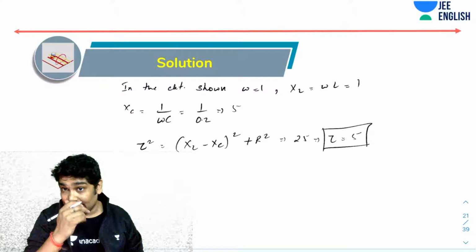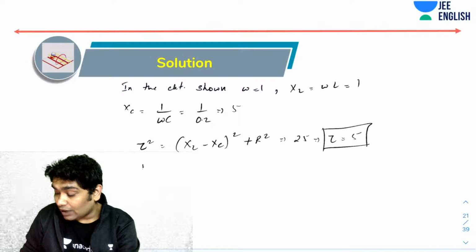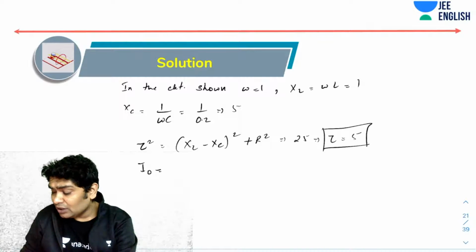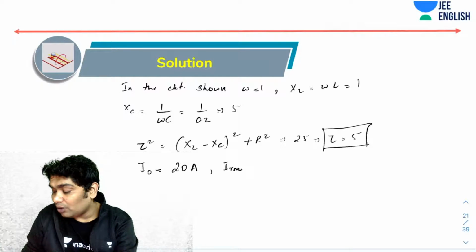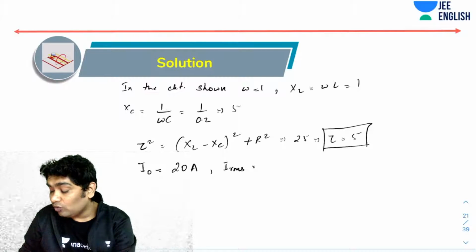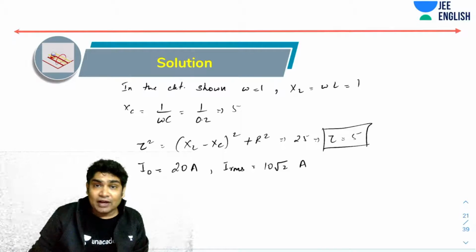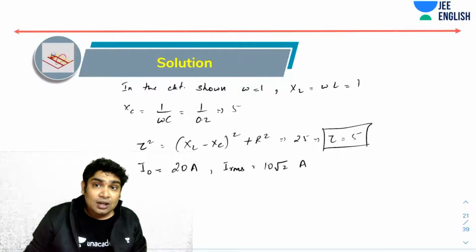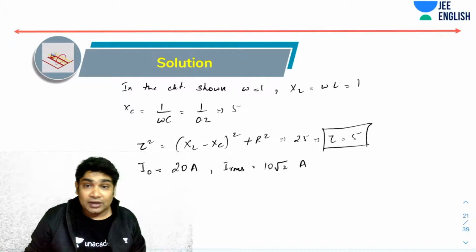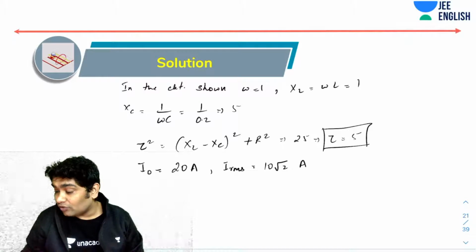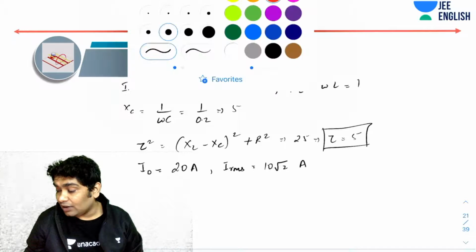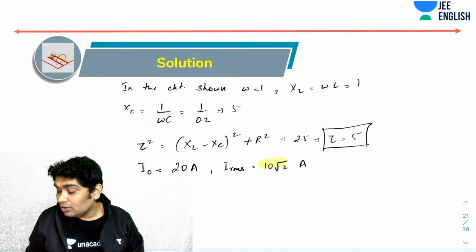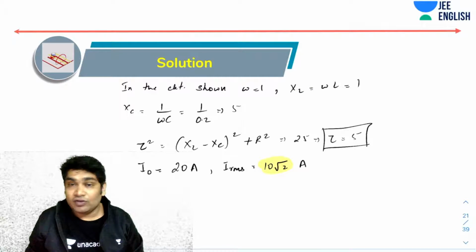How much is the current? First of all, let's talk about I naught. I naught would have been V naught over 5, so that would have been 20 amperes. And IRMS, if you talk about IRMS, that would have been this over root 2, so 10 root 2 amperes. So these would have been the values of my peak current and the RMS current. If nothing else was mentioned, I would have always gone for this. If I had to mark in my options, because it says what is the current in the circuit, I always mark the RMS value.